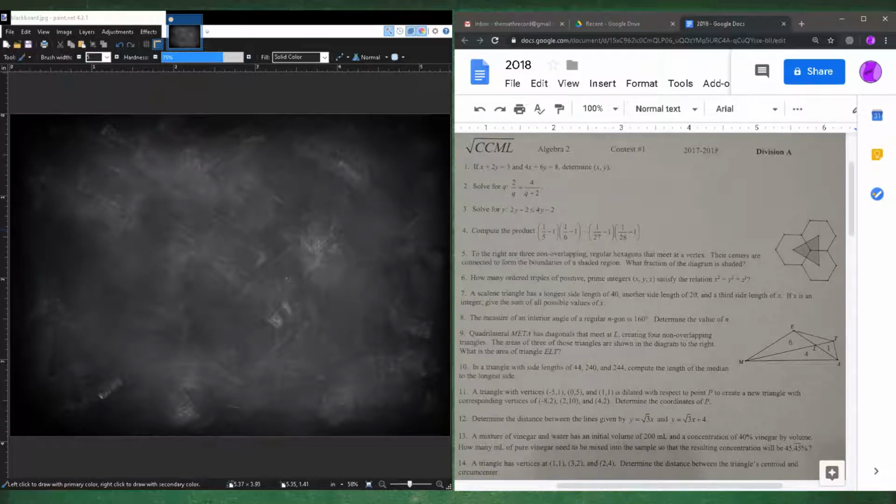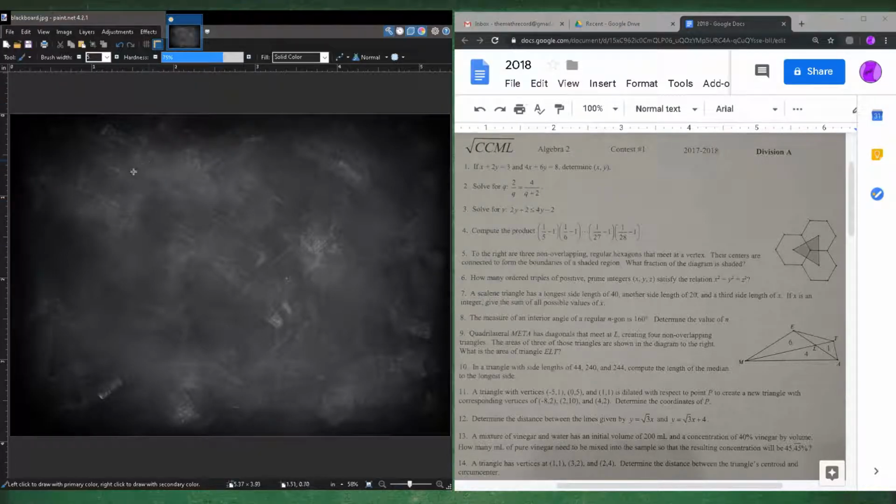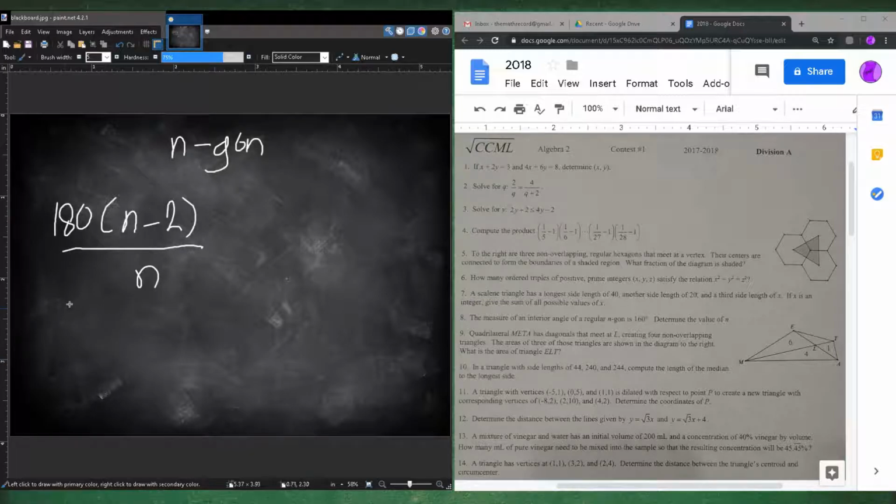So the measure of an interior angle of an N-gon is 160 degrees. So what's the interior angle of any N-gon? We have an N-gon with n sides, where n is the number of sides. So if n is equal to 5, that's a 5-gon, which is a pentagon. The idea is that it's 180 times n minus 2, divided by n. That's the formula.